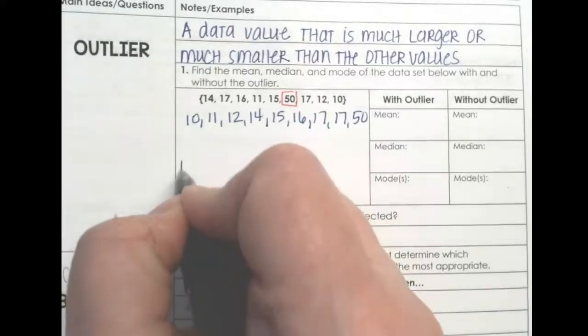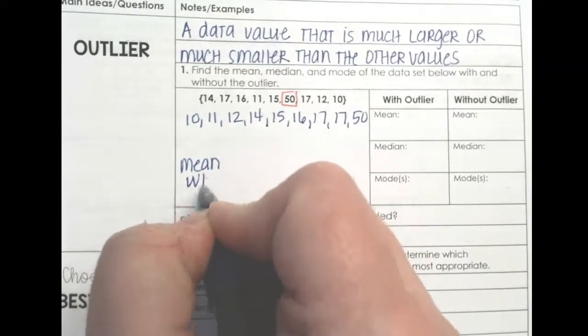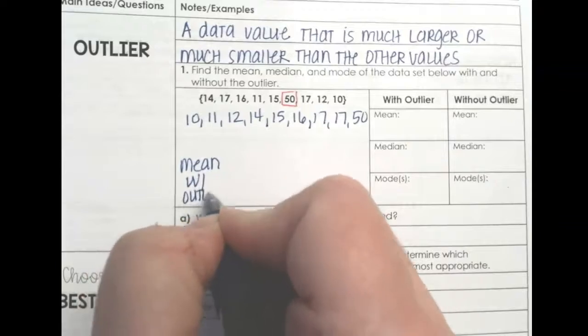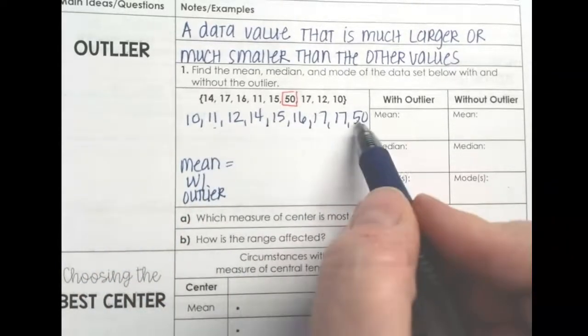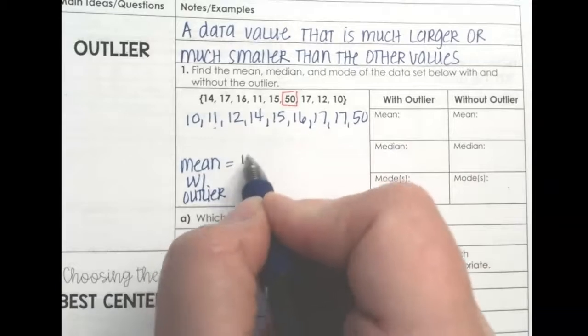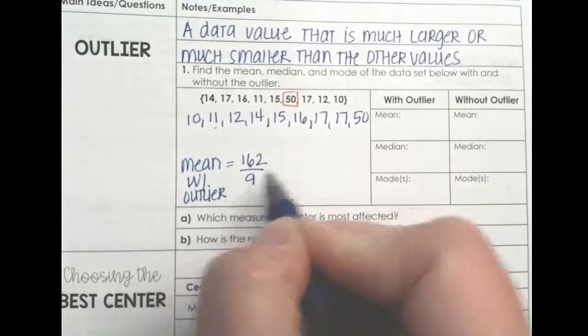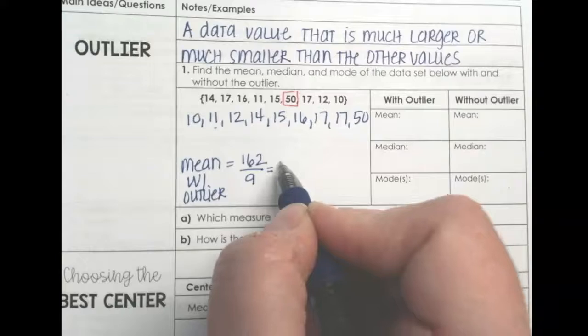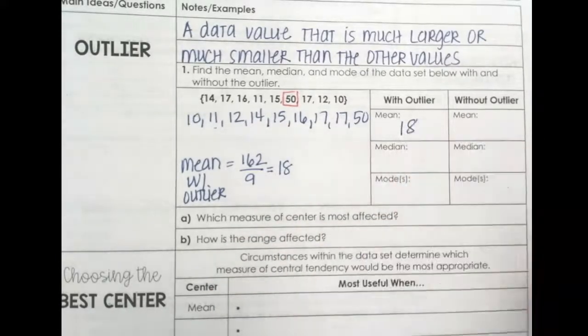So to find the mean with the outlier, we're just going to add them all up. And when I add them all up, I got 162. And there are a total of 9 numbers. So I'll get a mean of 18. So the mean with the outlier is 18.